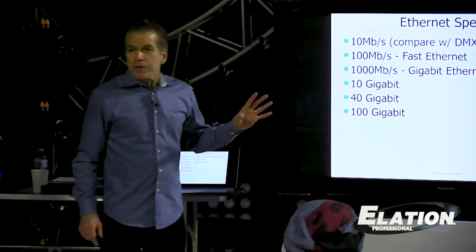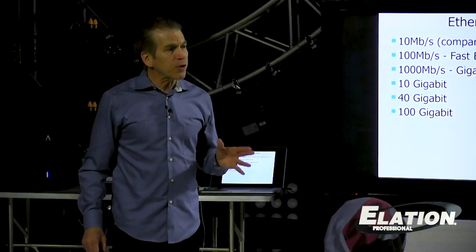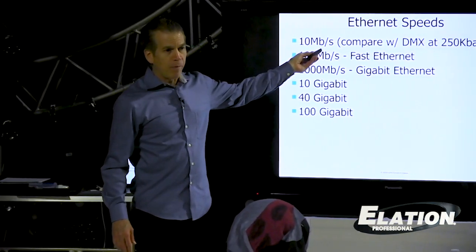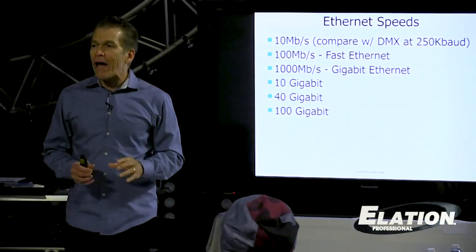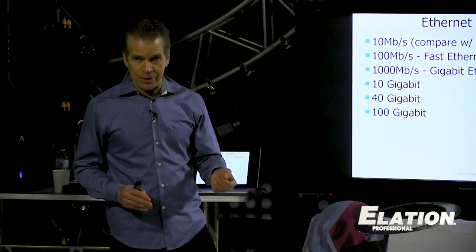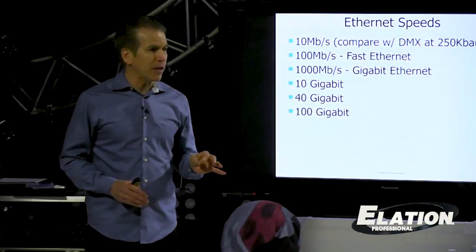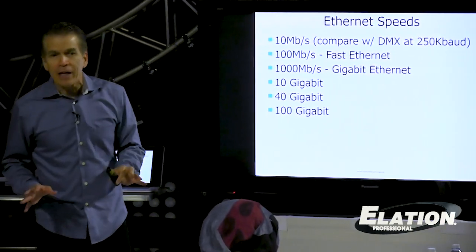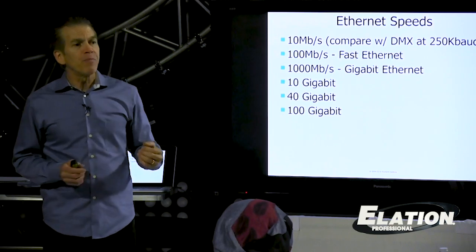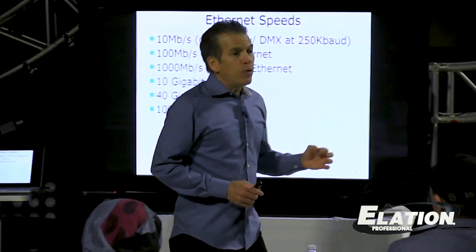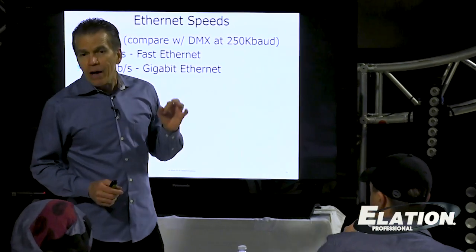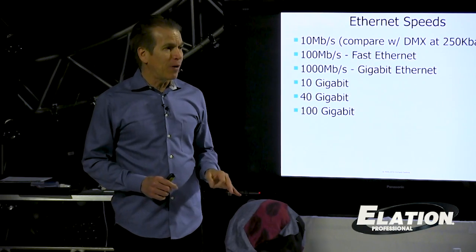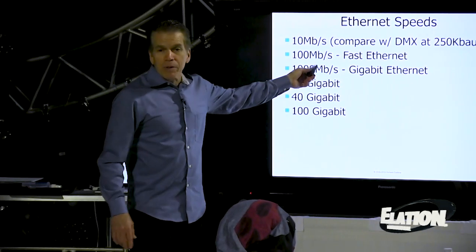Now, there are different versions of Ethernet. The very first version that came out was a 10 megabit per second protocol. And if you compare that with the speed of DMX, the baud rate for DMX is 250,000 bits per second. This is 40 times faster than DMX. The slowest Ethernet is 40 times faster than DMX. So that should tell you that you should be able to transport about 40 universes of DMX over the slowest Ethernet network. Later on, they came out with 100 megabit per second Ethernet.